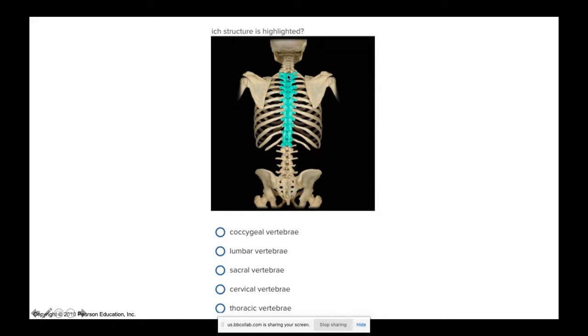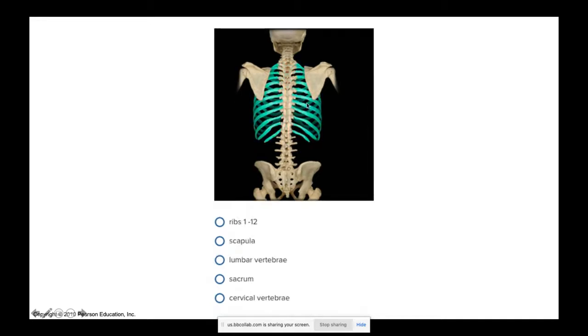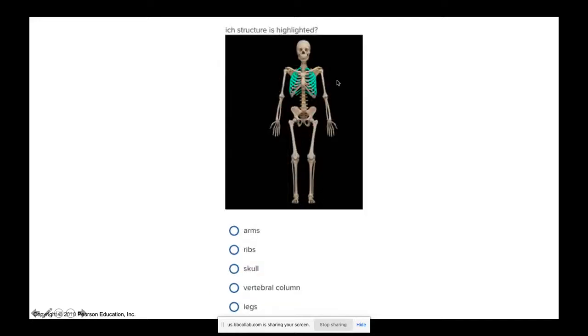So these are the 12 thoracic vertebrae. Notice that each rib articulates to each of its corresponding thoracic vertebrae. So there are 12 pairs of ribs, and they articulate to the 12 thoracic vertebrae. The T1 rib, or the first rib, attaches to T1, and the 12th rib, which is a floating rib, attaches to T12. These are ribs 1 through 12 that is highlighted. Again, these are the ribs that are highlighted here.